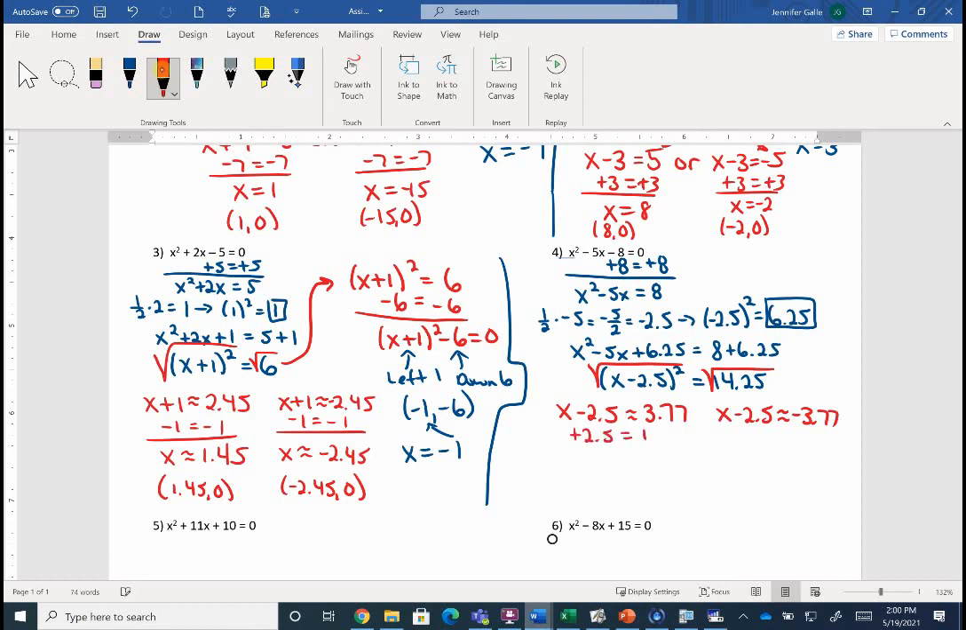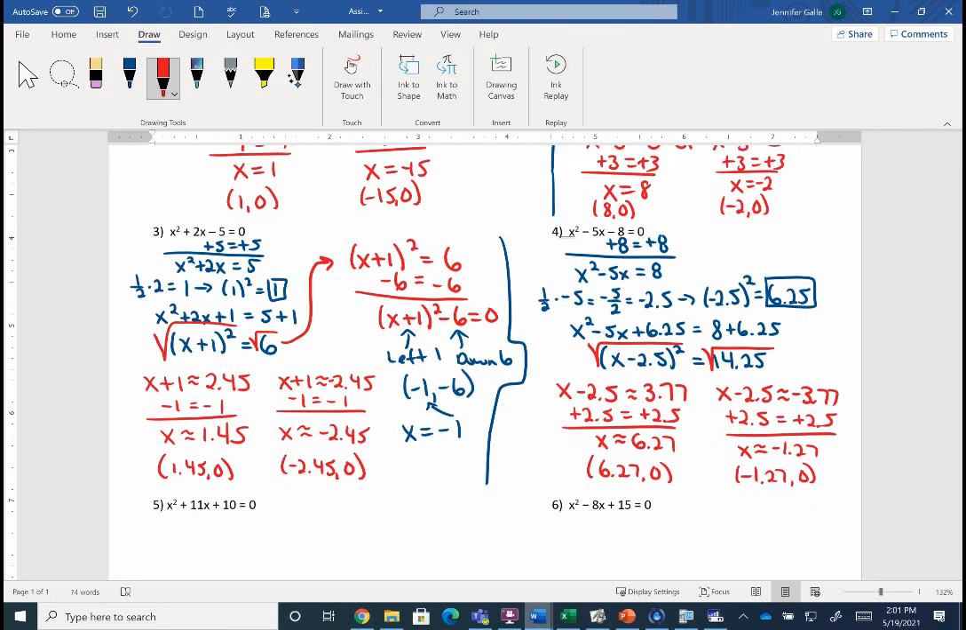Add 2.5 to both sides. Our x is approximately 3.77 plus 2.5, 6.27. And then for our other side, we add our 2.5. X is approximately going to be negative 1.27. Again, if we were to graph this by hand, it would just be a sketch. And these are the values I would use for my x-intercepts.